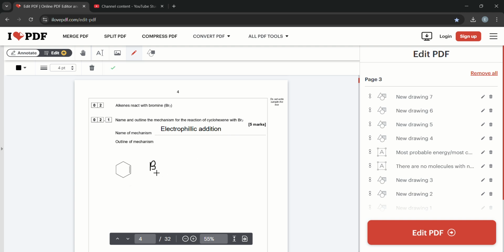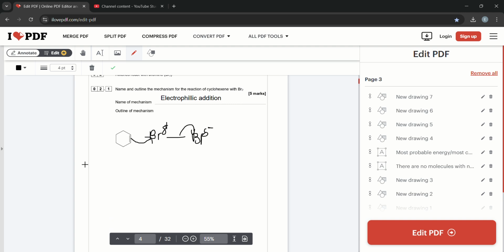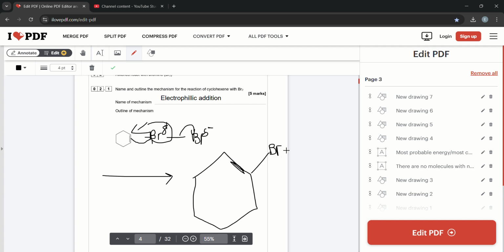We've got the bromine, partially positive. We've got the bromine, partially negative. And all that's going to happen is it goes from the double bond to the bromine, which transfers electrons to this one. And now what you form is this, where this is bonded with this cyclohexene, so you've got a Br here.